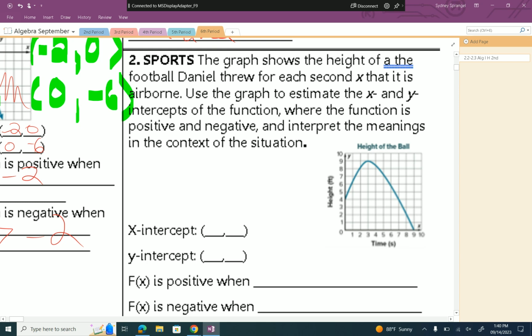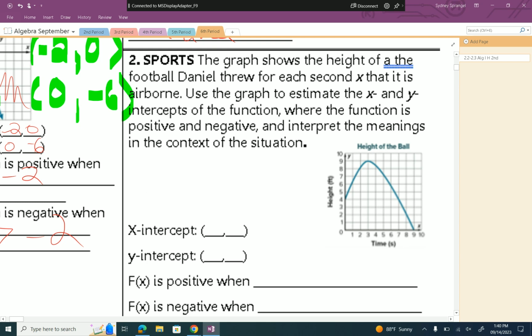The sports graph shows the height of the football for each second. Use the graph to estimate the x and y intercepts of the function, where the function is positive and negative, and interpret the meanings of the intercepts in the context of the situation.